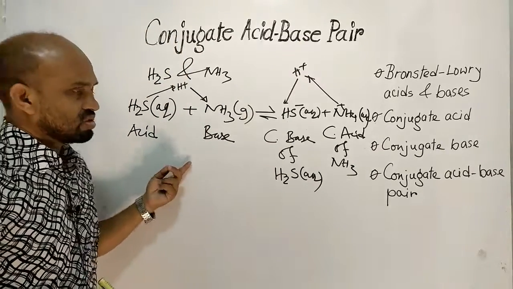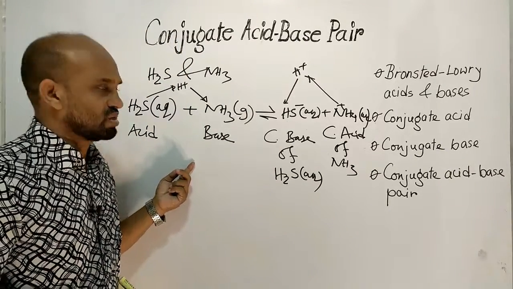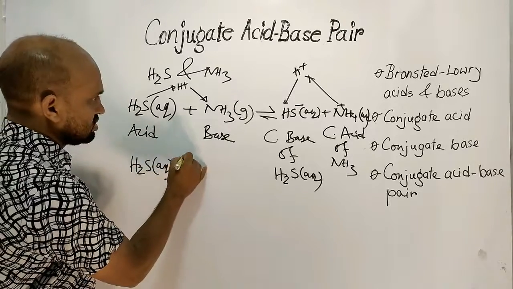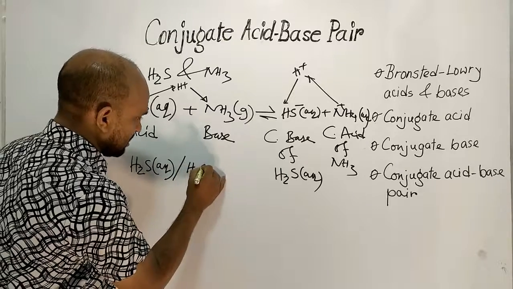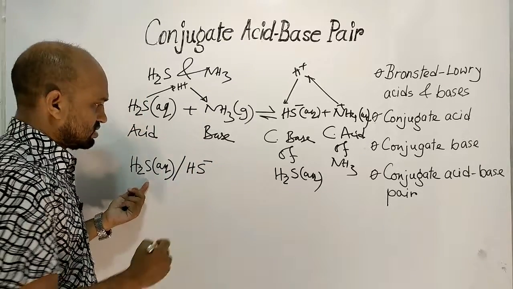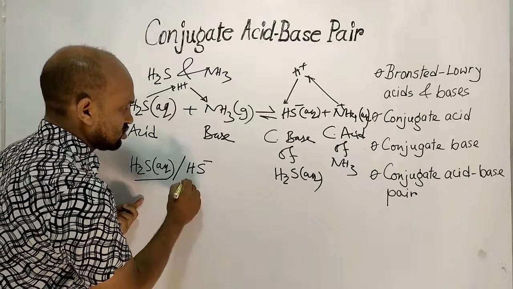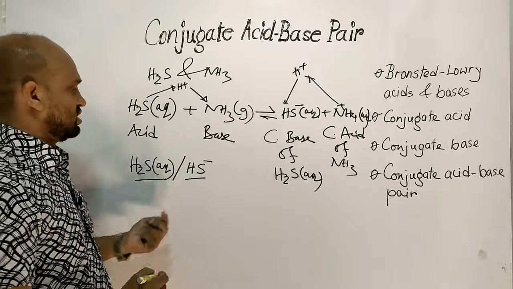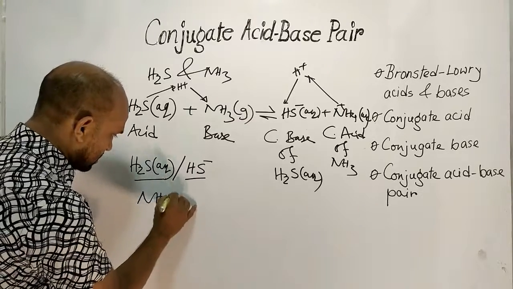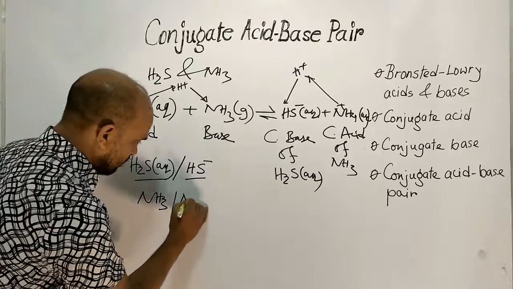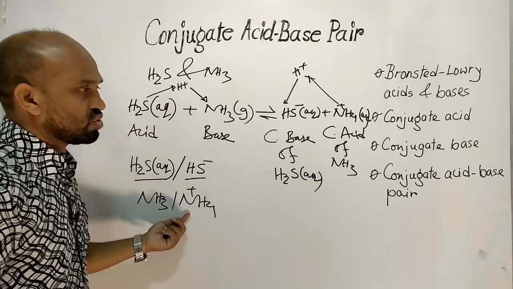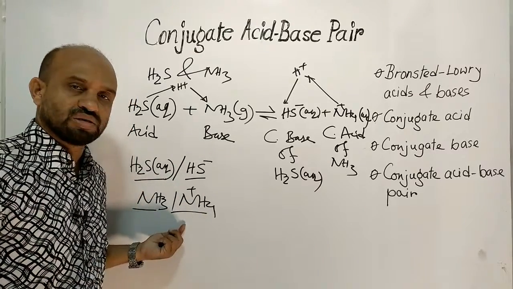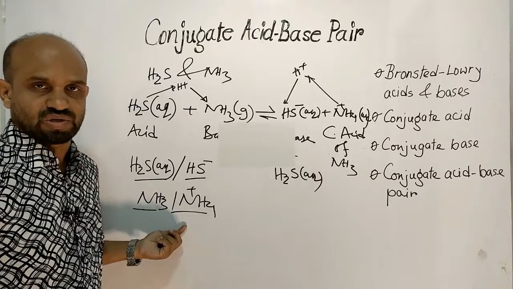Here the conjugate acid-base pairs are hydrosulfuric acid and hydrosulfide ion. This acid and this conjugate base is a conjugate acid-base pair, and ammonia is a kind of base and ammonium ion is a kind of conjugate acid of this base. So this pair is another conjugate acid-base pair.